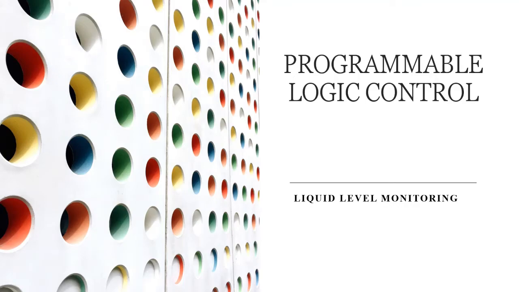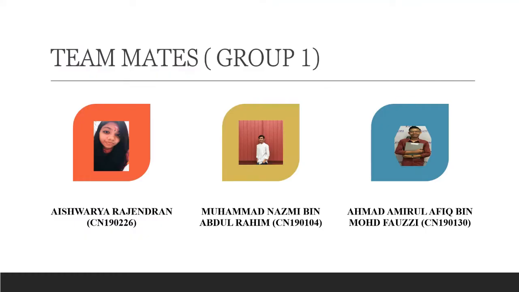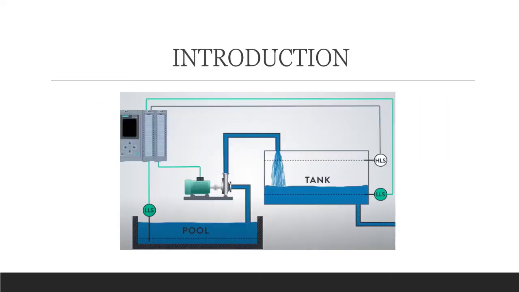These are all my teammates. First, myself, Aishwarya Rajendran, my metric number CN190226, and my colleague Muhammad Nazmi bin Abdul Rahim, CN190104. And the other person is Ahmad Amirul Afiq bin Muhammad Fauzi, CN190130.